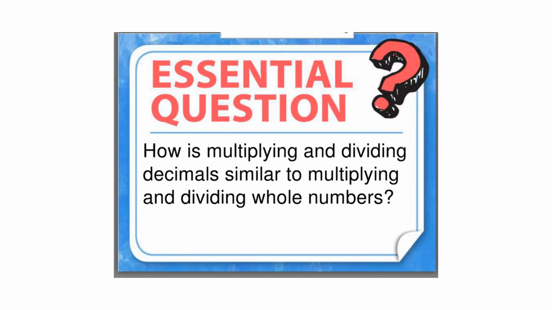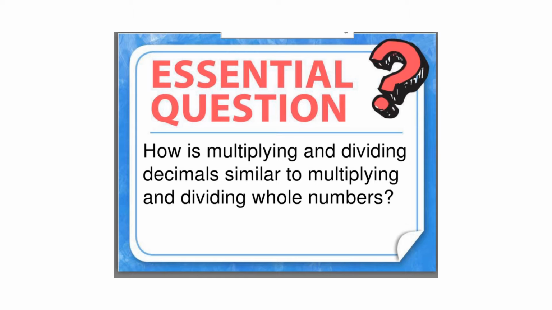All right. So, how is multiplying and dividing decimals similar to multiplying and dividing whole numbers? That's our question. And I can tell you that it's pretty much the same. Just like, remember when we added and we subtracted decimals, how we noticed that a lot of what we're doing is the same, except you just have to have a decimal point in your answer. The adding was the same, the subtracting was the same. Same thing goes for today.